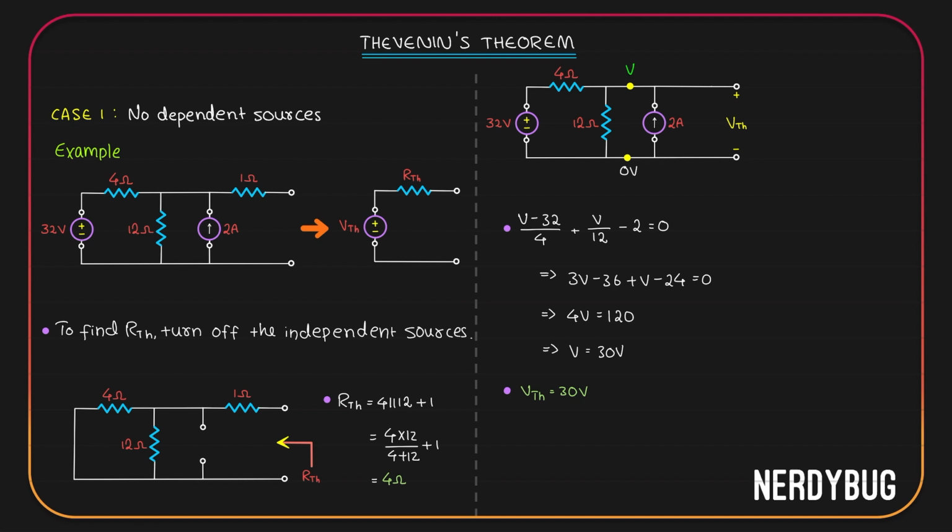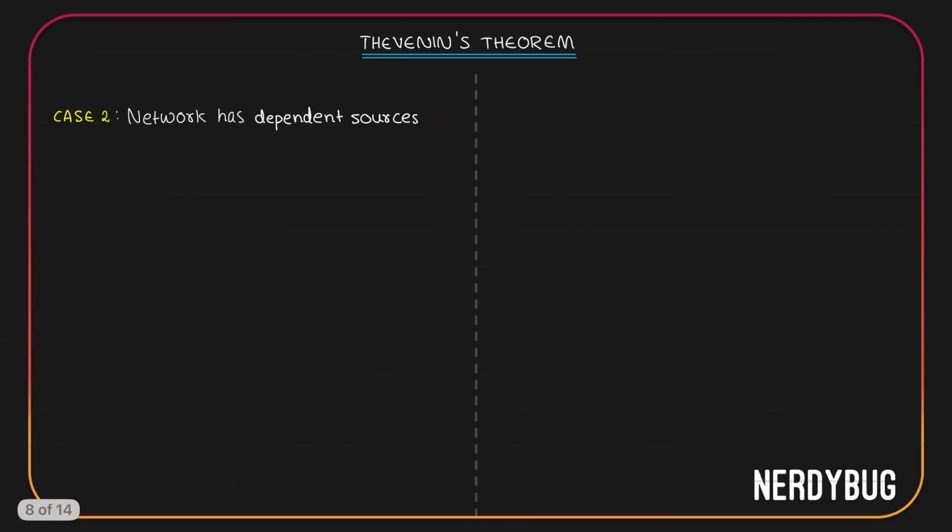Now, we can model this entire complicated circuit like this: a 30 volt source and a 4 ohm resistor in series to it. Now, this was simple because we did not have any dependent sources in the circuit. Let us take the second case where the network has dependent sources.